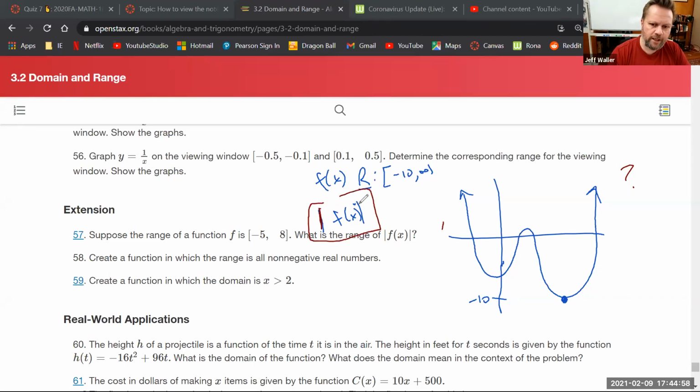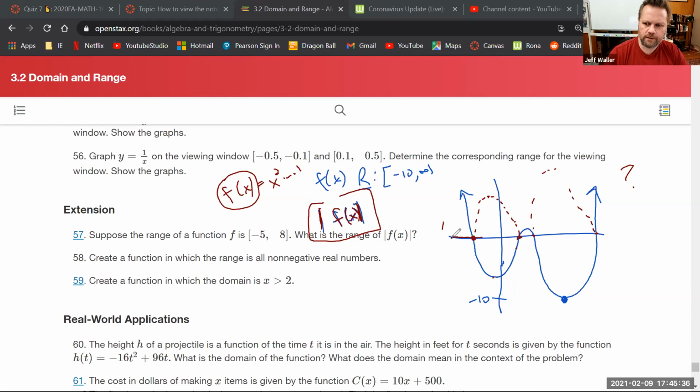Take the absolute value of the outputs. Isn't that what this says? Isn't f of x representing the outputs? So just watch. Everything underneath the x-axis, starting here to here, it would actually turn around. It would reflect it. So whatever that is, it would become positive. And then this one, same way, from here to here, it would turn it around.